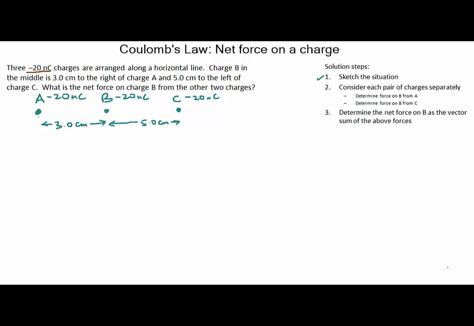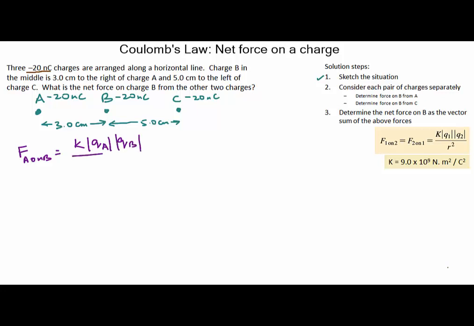So we want to look at the force of A on B. And here are the equations and constants we're going to need. So the magnitude of force of A on B is given by this equation as K times the absolute value of Q1, which in this case would be QA, times the absolute value of QB, divided by the distance between A and B, which I'll call RAB squared.